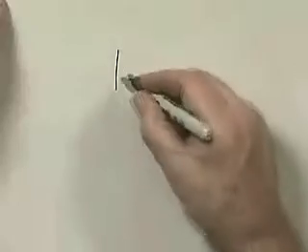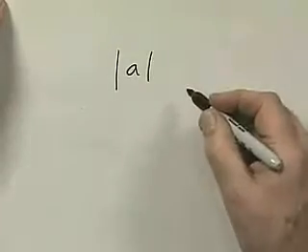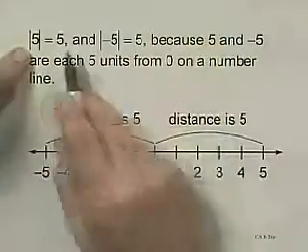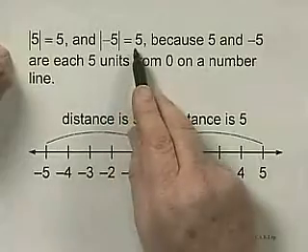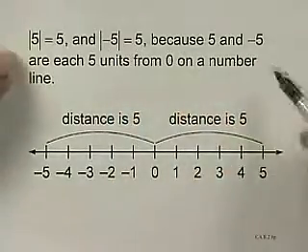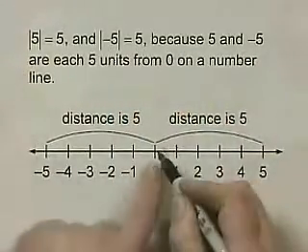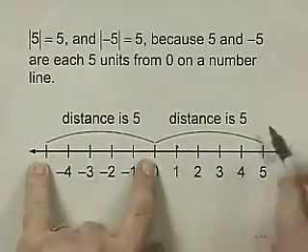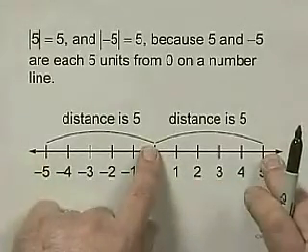Let us continue the lesson by talking about absolute value. The distance on a number line from 0 to a number is called the absolute value of that number. It is written |a| and read the absolute value of a. The absolute value of 5 is 5. And the absolute value of negative 5 is 5 because 5 and negative 5 are each 5 units from 0. Negative 5 is 5 units from 0, and positive 5 is 5 units from 0.